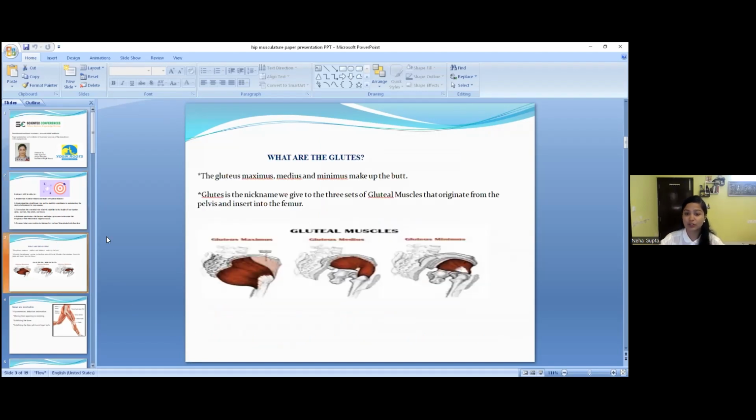First, when we talk about the gluteal muscles, the glutes, they are made up of the gluteus maximus, medius, and minimus, which make up our buttock. Glutes is the nickname we give to the 3 gluteal muscles that originate from the pelvis and insert into the femur. That's why it becomes the division between the trunk and the lower limbs.